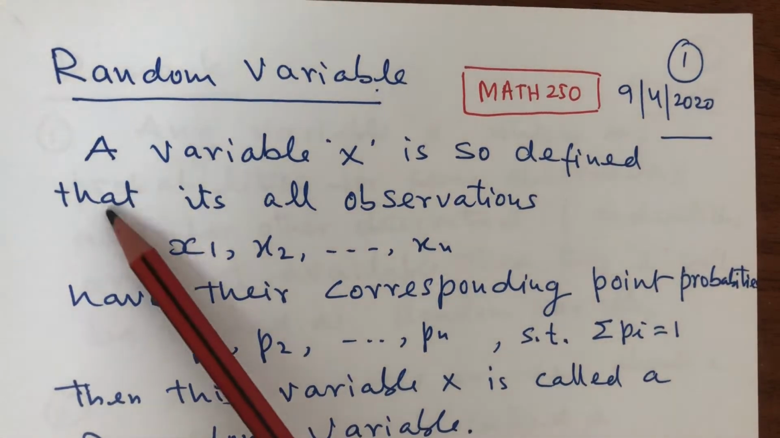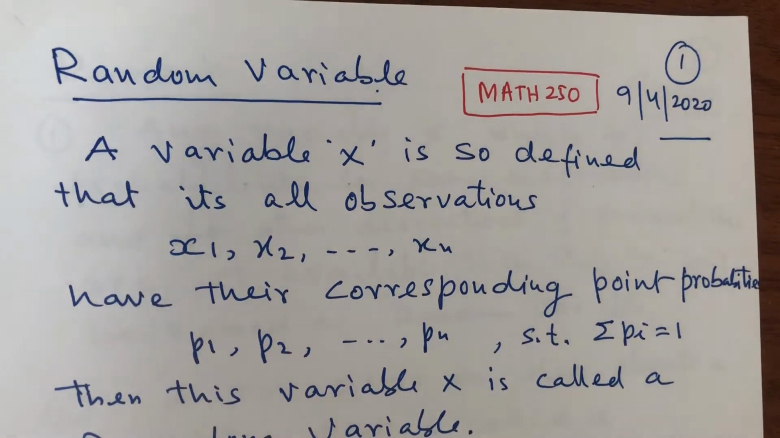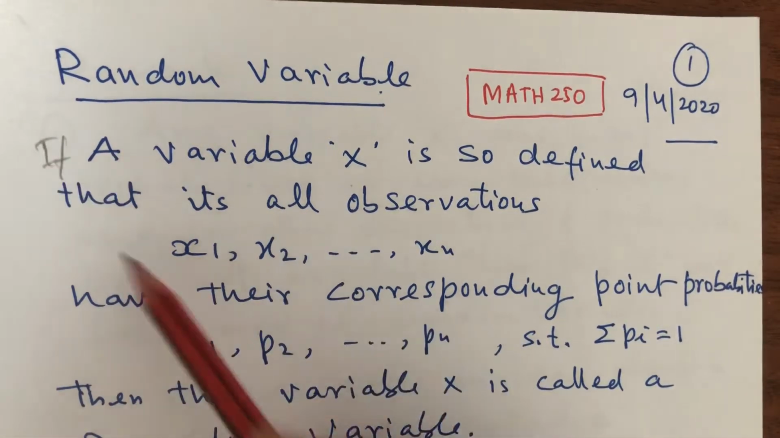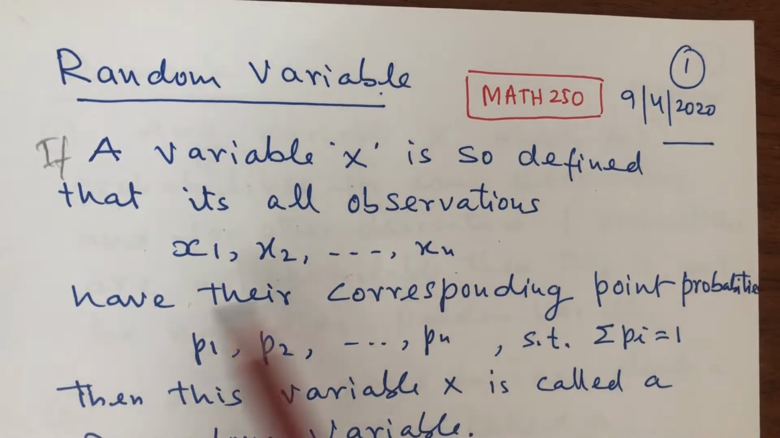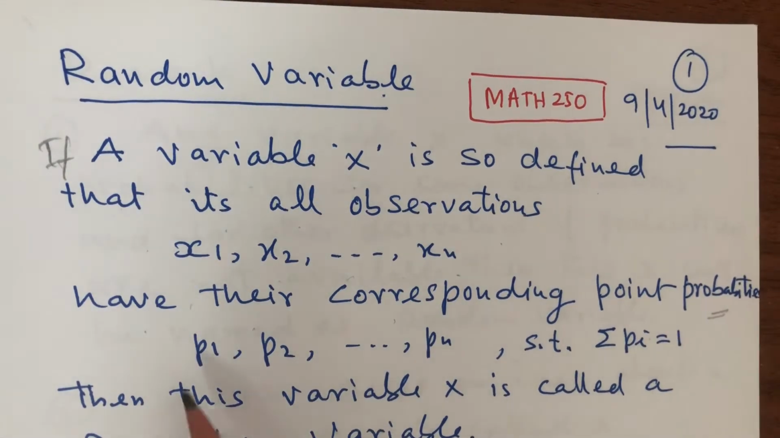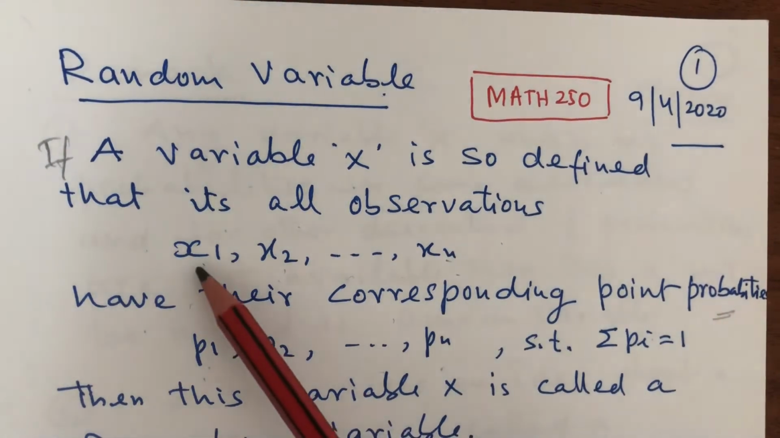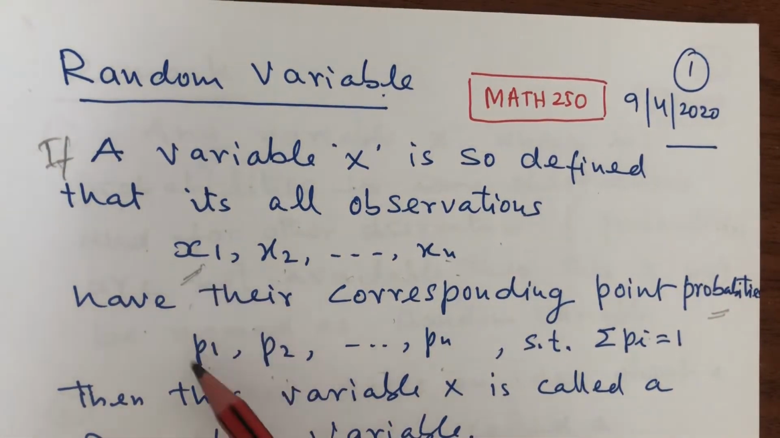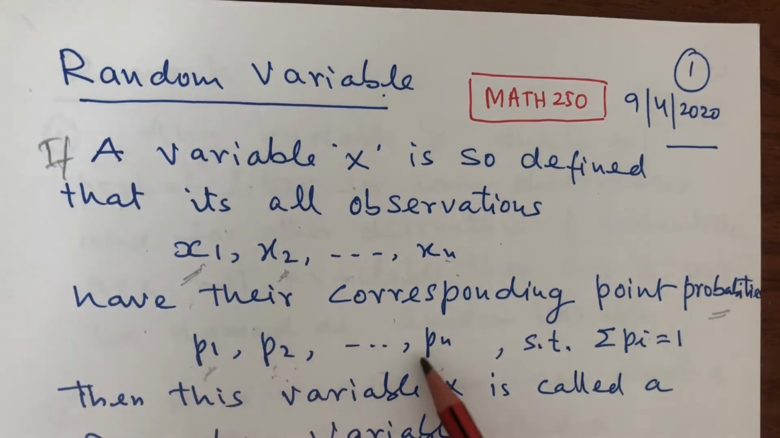If a variable x is so defined that all its observations x1, x2, x3, xn have their corresponding point probabilities like p1, p2, p3, pn. This p1 is the probability of x1, this p2 is the probability of x2, and this pn is the probability of xn, because these are one to one. That is why they are termed as point probabilities.